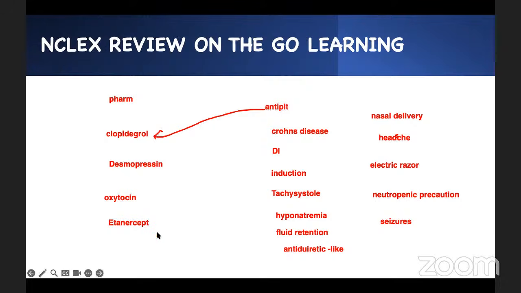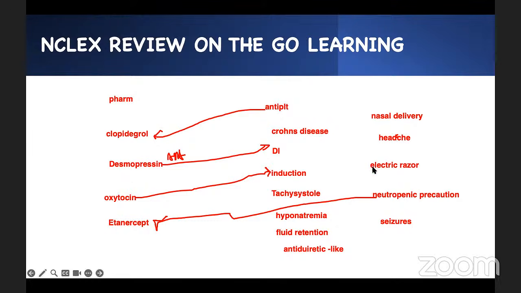I'll give you some of the answers. Induction, of course. Pitocin here. I see that. Desmopressin, DI, because he's giving you ADH. Clopidogrel is not a blood thinner, it is an antiplatelet. Etanercept, neutropenic precaution. Okay.